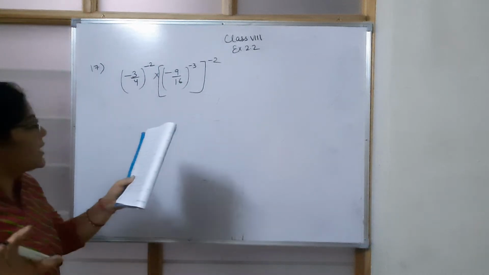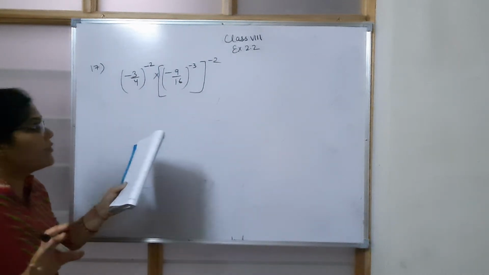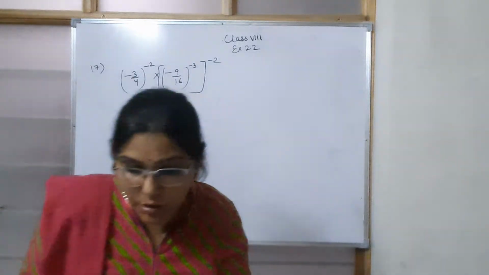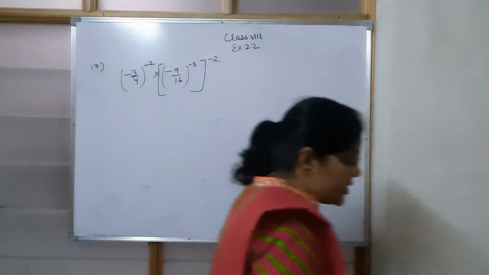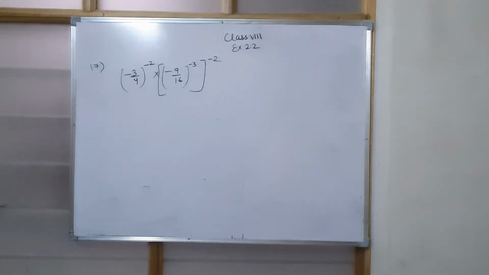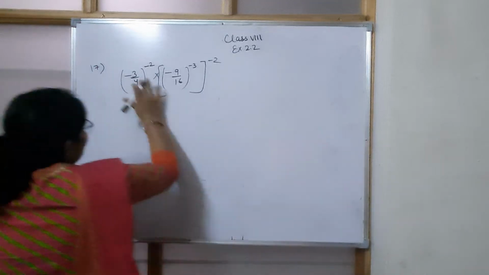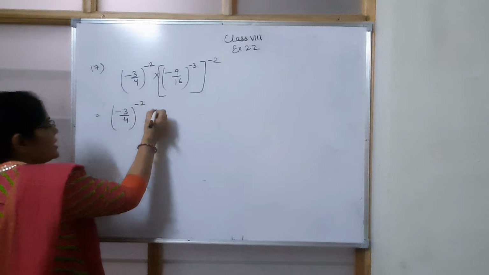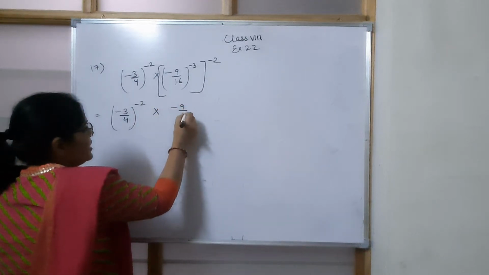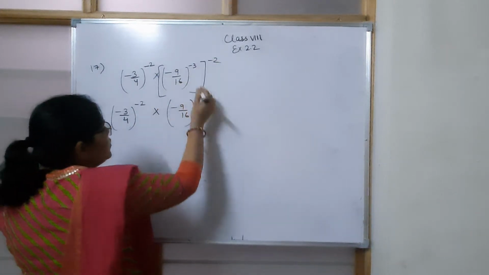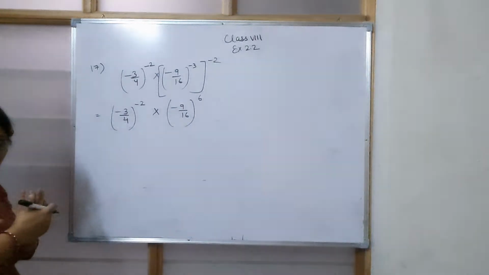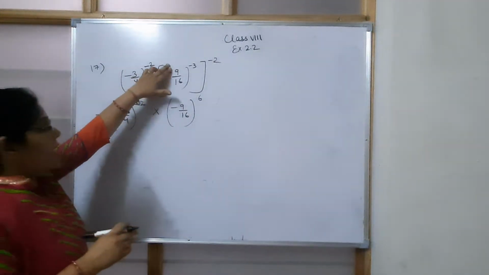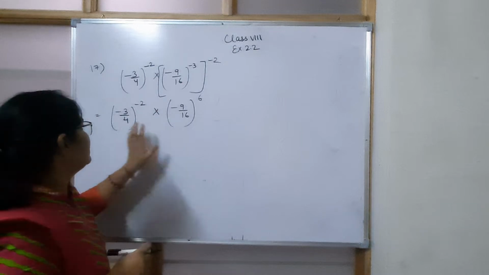This is our number: minus 3 upon 4 raised to the power minus 2, multiplied with minus 9 upon 16 raised to the power minus 3, raised to the power minus 2. We just need to find the number first, and then we just need to find its reciprocal also, okay? So first we will find out the number. So this is minus 3 upon 4, here it is minus 2, and this is minus 9 upon 16, and this is what? Power 6. Okay? Minus 9 upon 16.